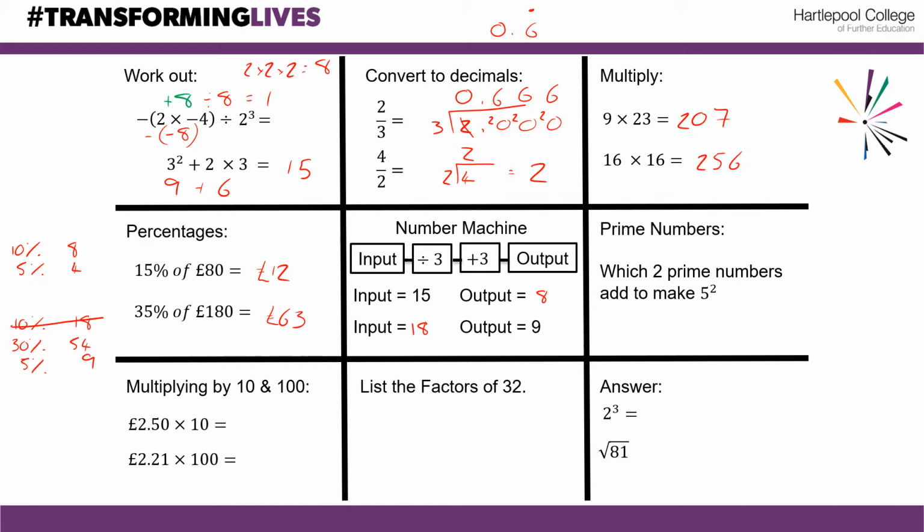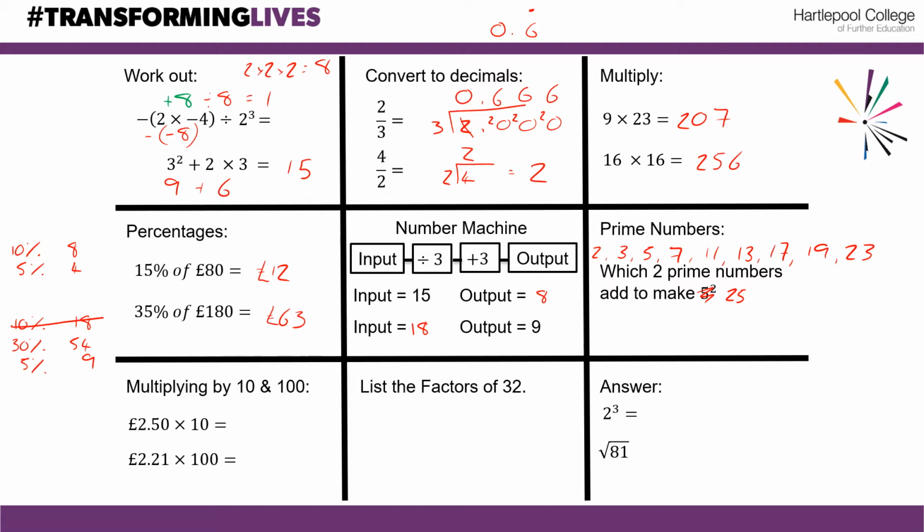Next up it says, which two prime numbers make 5 squared? Well, easy way to sort that out. 5 squared is really 25. And then list your prime numbers. So we've got 2, 3, 5, 7, 11, 13, 17, 19, 23. The next one will be higher than 25, so that's as far as I need to go.